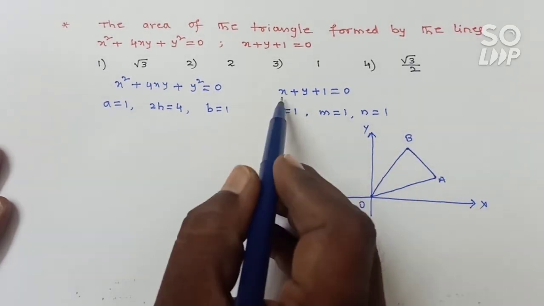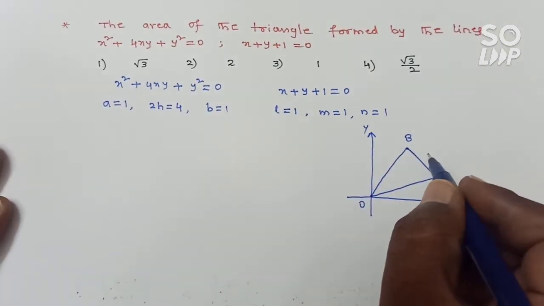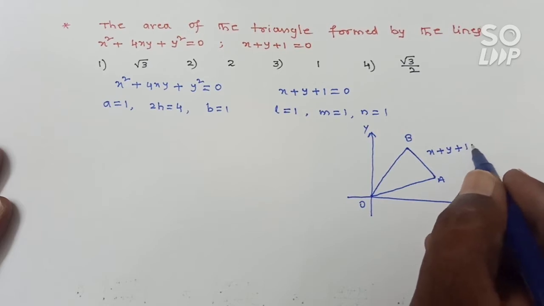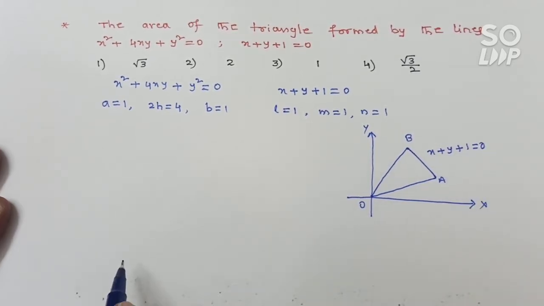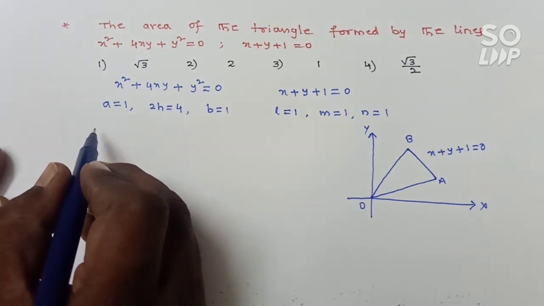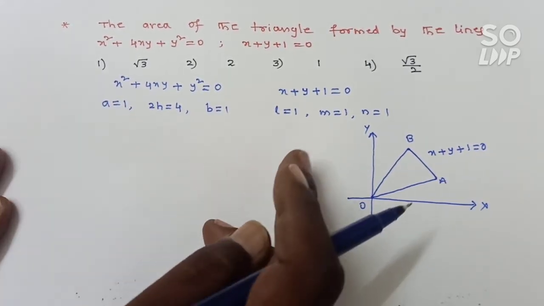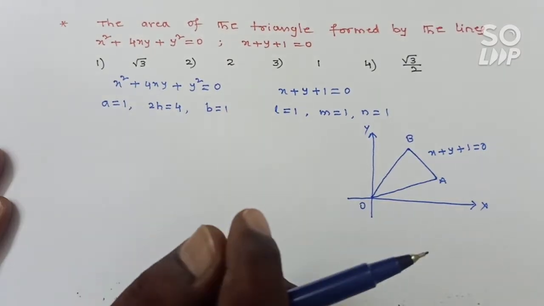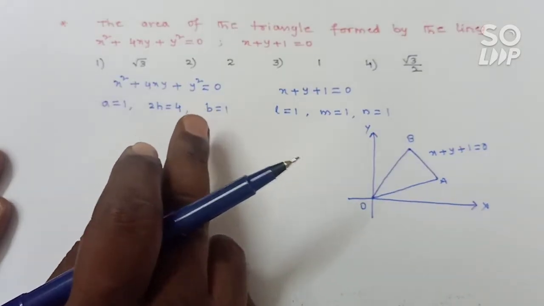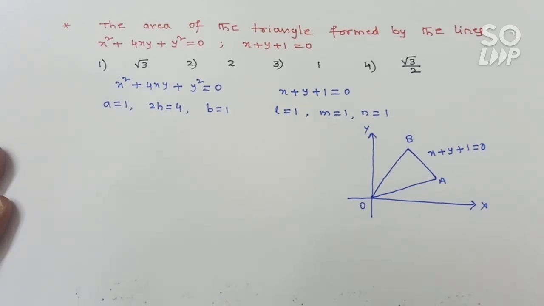The AB equation is what? x plus y plus 1 is equal to 0. Right? So here I am writing the formula. You can use this by applying that formula. But the traditional method is also there, and we will do the traditional method in board examinations only.